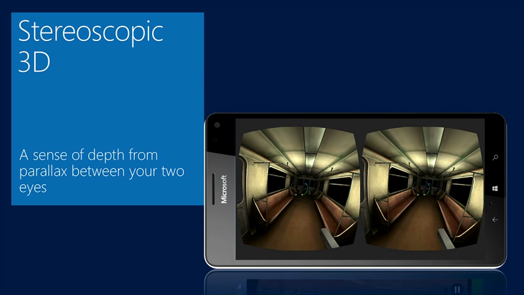You've got an image for each eye. On the phone there, you've got an image for your left eye and an image for your right eye, and it's when each eye is only allowed to see its own image that you perceive parallax.